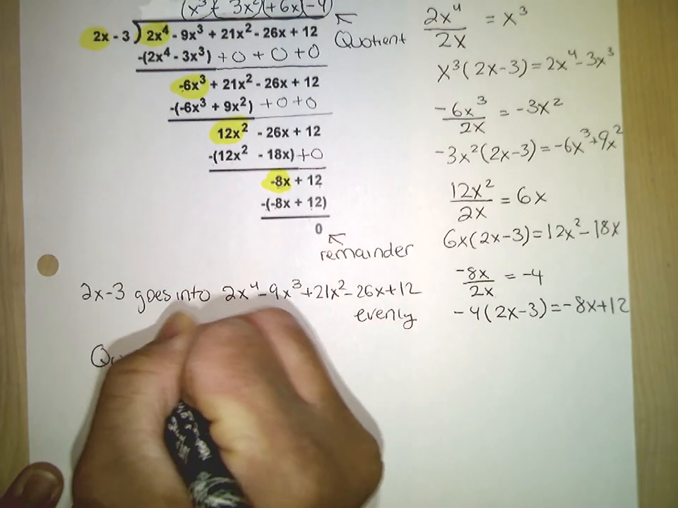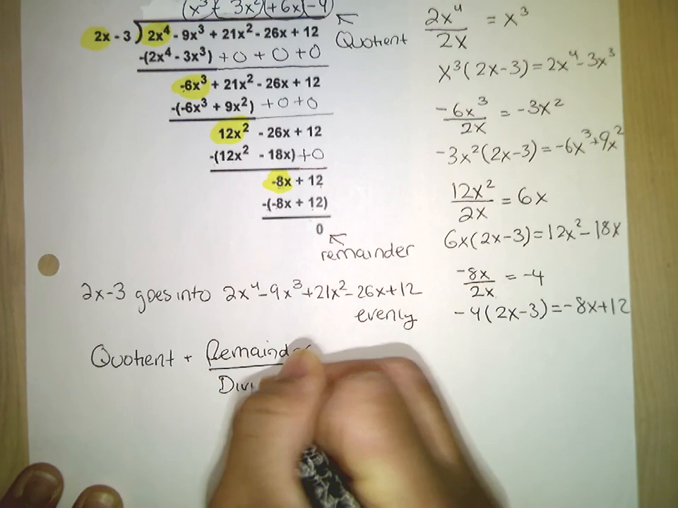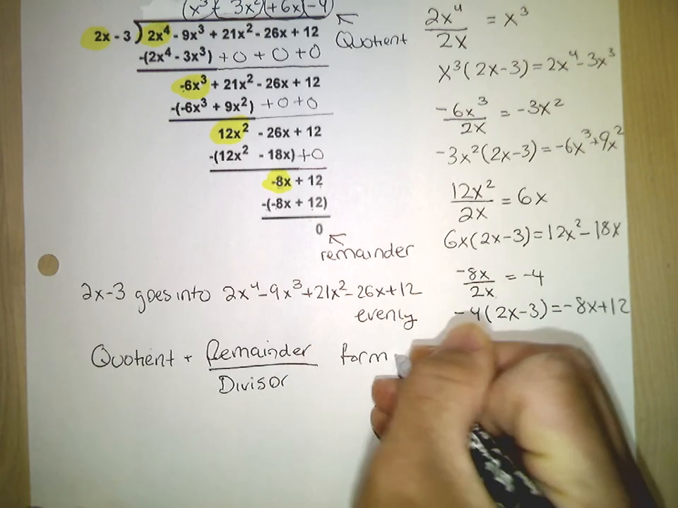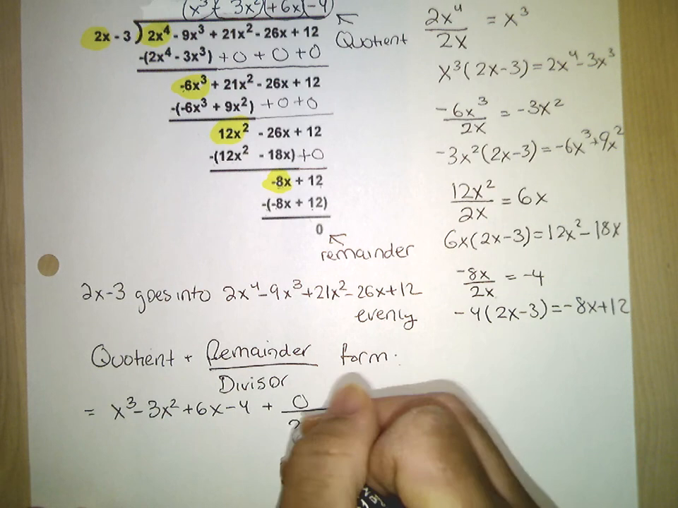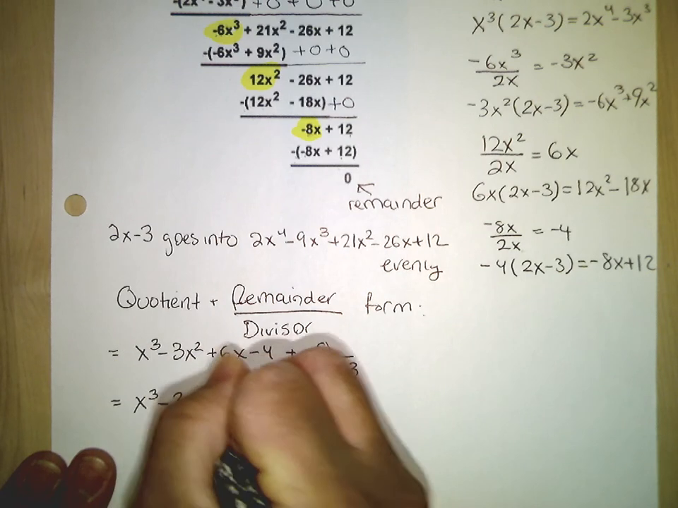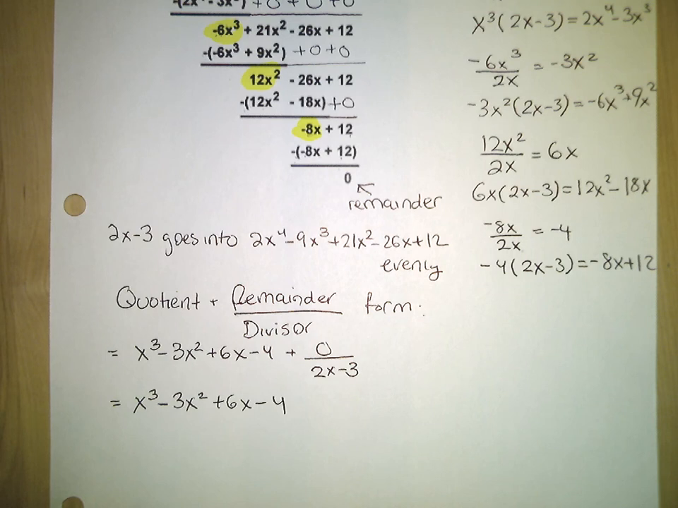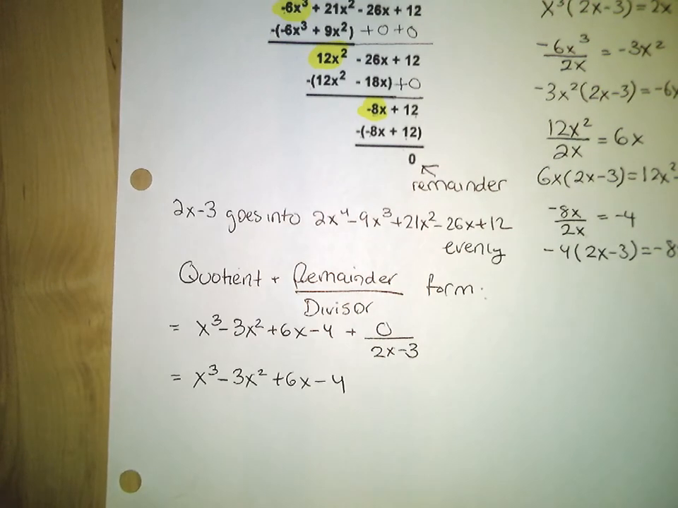So if I want the quotient plus the remainder over the divisor form, then that will just be x to the third minus 3x squared plus 6x minus 4 plus 0 over 2x minus 3. But 0 divided by 2x minus 3 will just give us x to the third minus 3x squared plus 6x minus 4. Now again, we're going by the fact that we don't want this divisor to be equal to 0, but that's okay for our purposes, since this was how the division algorithm was defined.